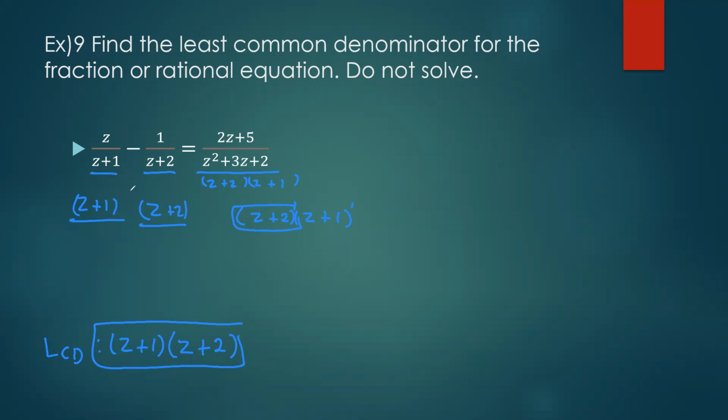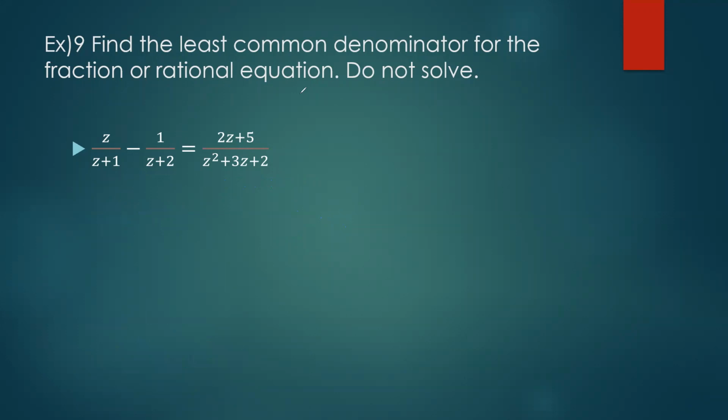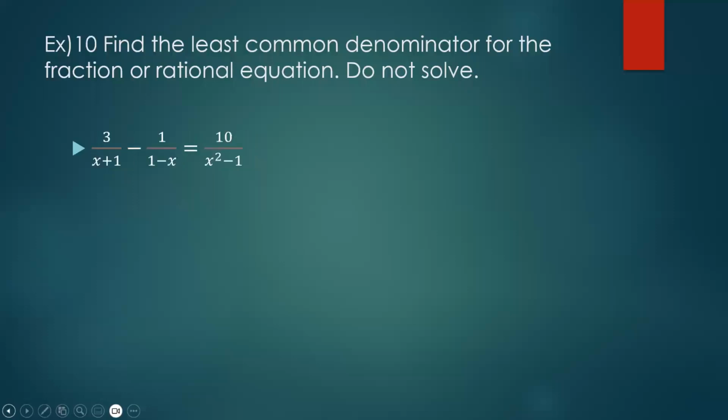Okay, let's move on to example 10. Example 10 is 3 over x plus 1 minus 1 over 1 minus x equals 10 over x squared minus 1. So let's see if we can factor this. x plus 1, I think that's as prime as can be. 1 minus x, that looks a little bit strange.